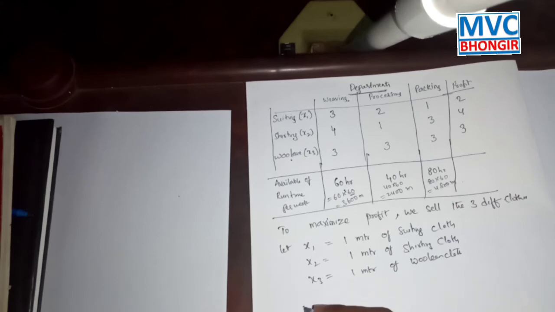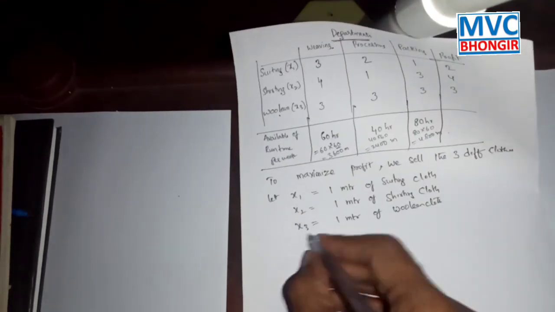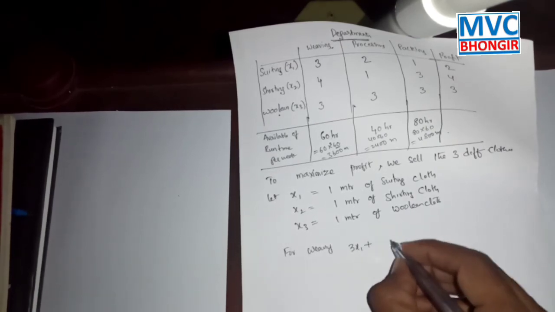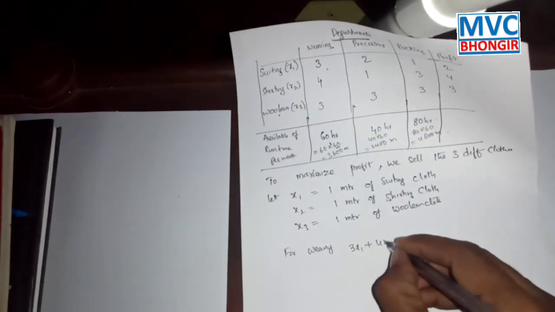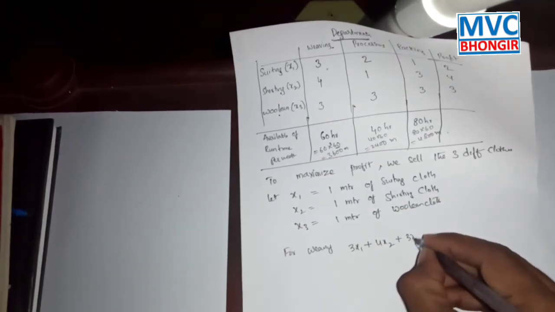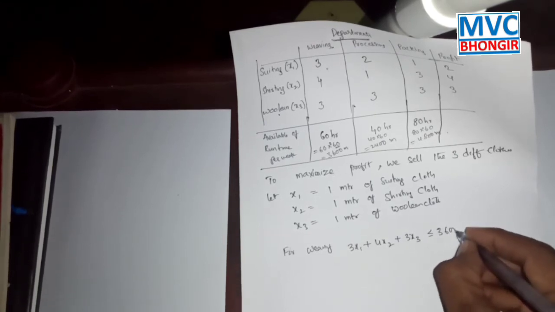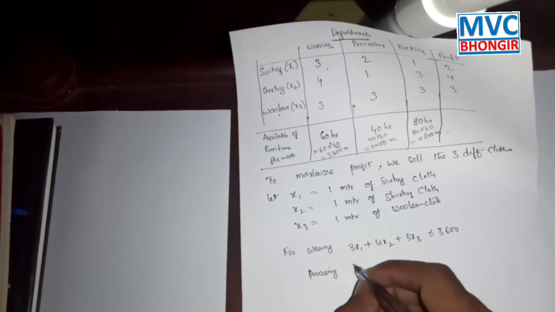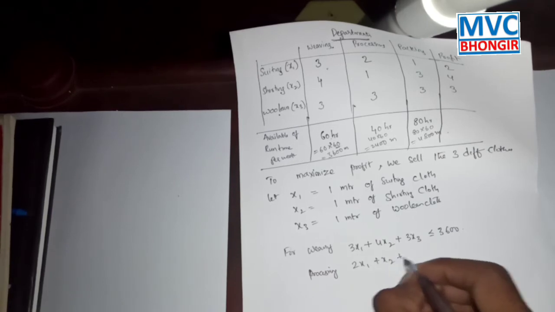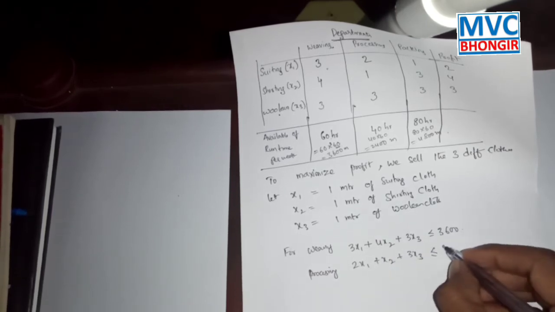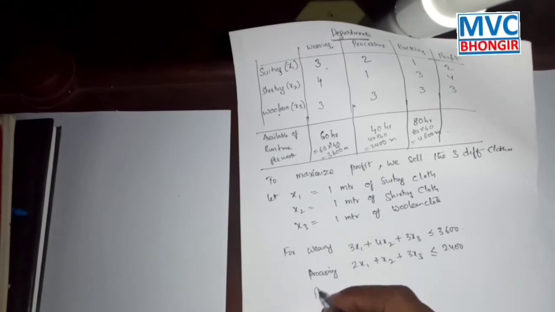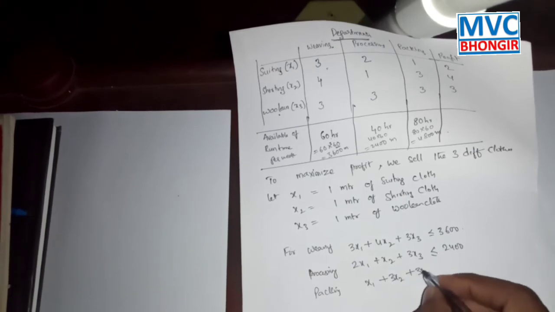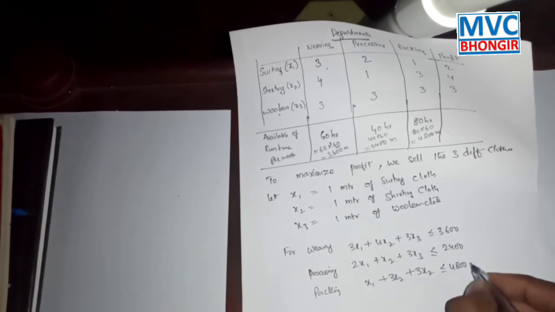Okay, now directly we formulate. For weaving: 3x1 plus 4x2 plus 3x3 less than or equal to 3600. For processing department: 2x1 plus x2 plus 3x3 less than or equal to 2400. For packing department: x1 plus 3x2 plus 3x3 less than or equal to 4800.